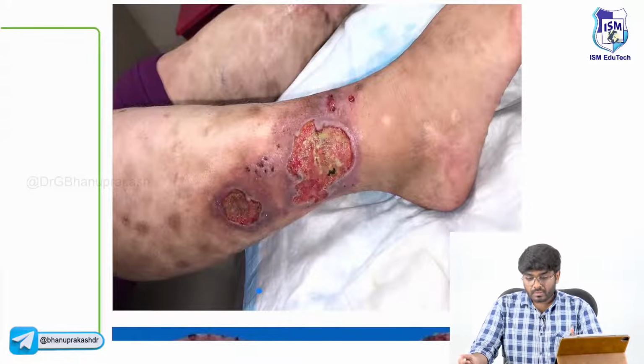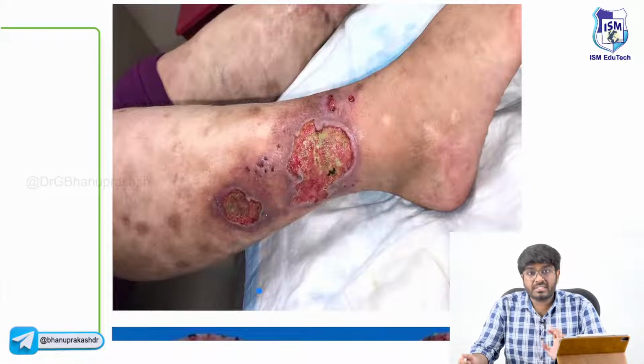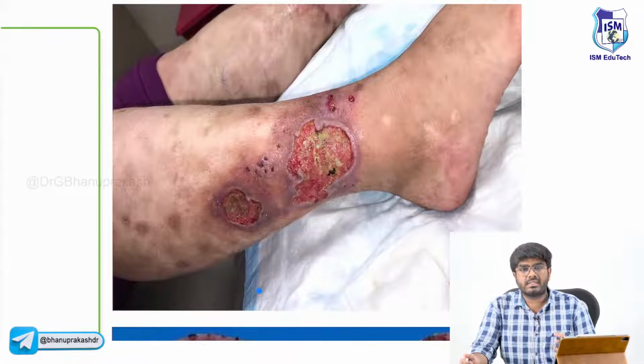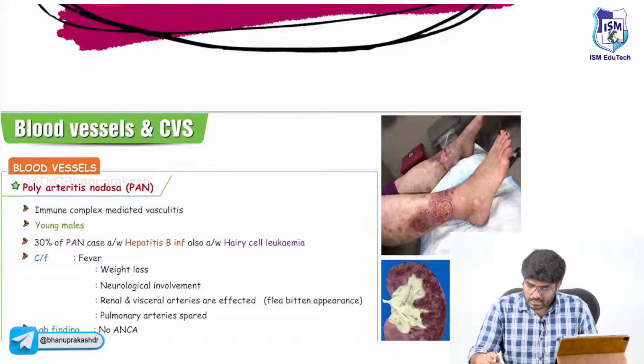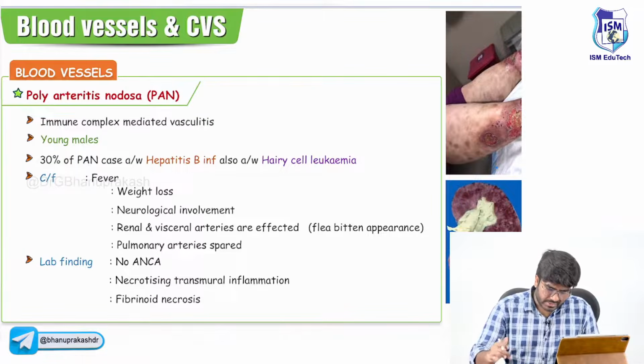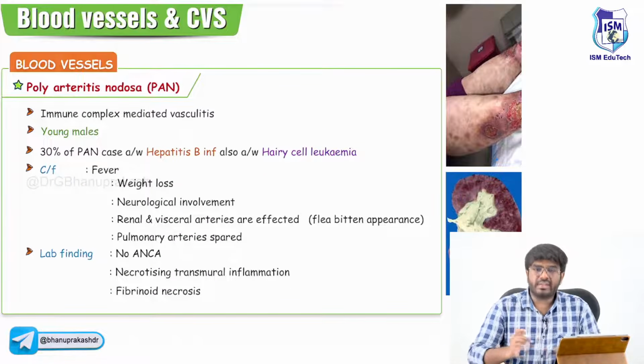See what you are looking at here. The inflammation is there, severe inflammation. This is not just a granulomatous inflammation. This is a necrotizing inflammation. Necrosis, tissue death, is going to occur. So it's a necrotizing vasculitis. Important points which you should know for your exam.